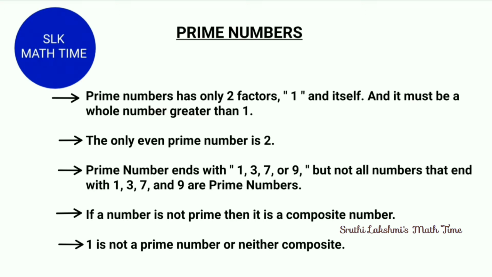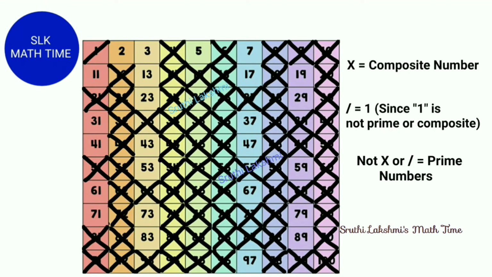Also, there are different types of prime numbers. So there are co-primes and more. We will talk later about those prime numbers in a different video. Now, here is a 100 grid chart. So see this X over here? The X's mean the numbers are composite numbers.